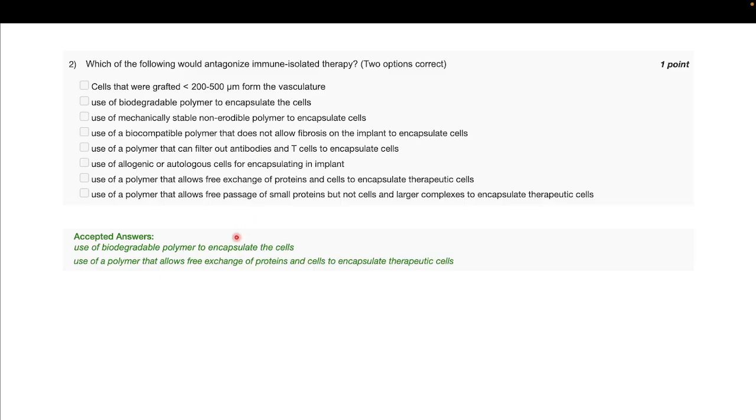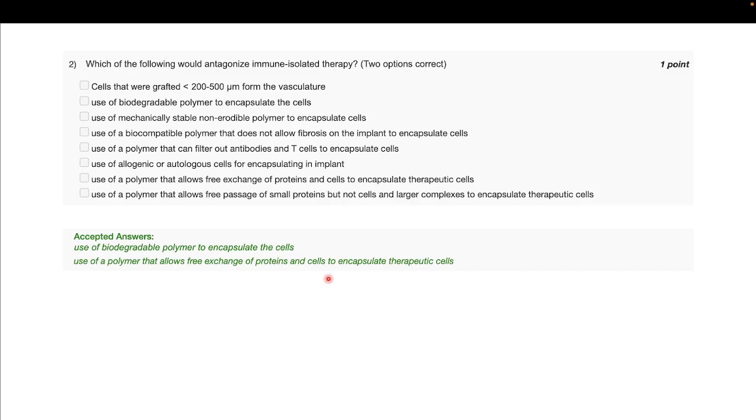So if you, let's say, have a biodegradable membrane polymer to encapsulate the cells, over time this polymer membrane is going to biodegrade, and that will expose your therapeutic cells to the patient's immune system. So this is what we don't want. That's why one option for this answer is use of biodegradable polymer to encapsulate the cells will actually antagonize the immune isolated therapy. Next is use of a polymer that allows free exchange of proteins and cells.